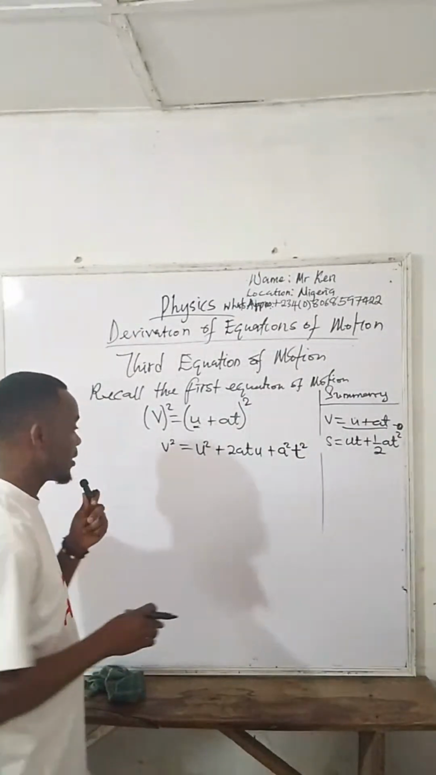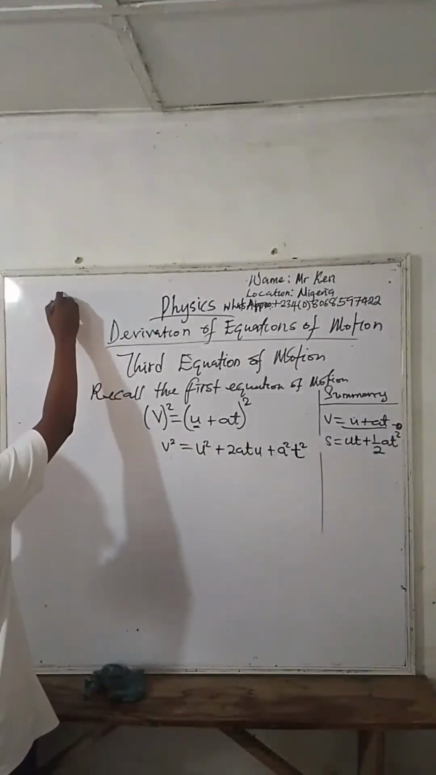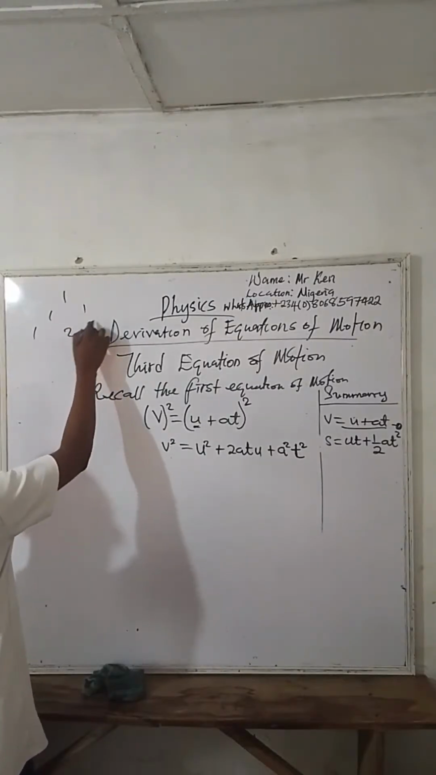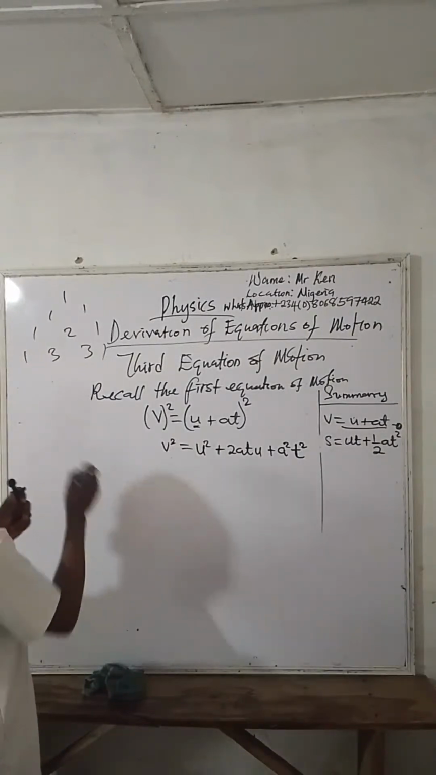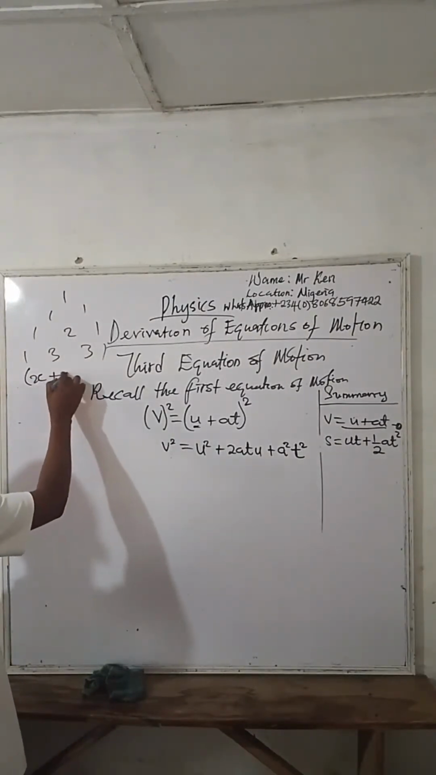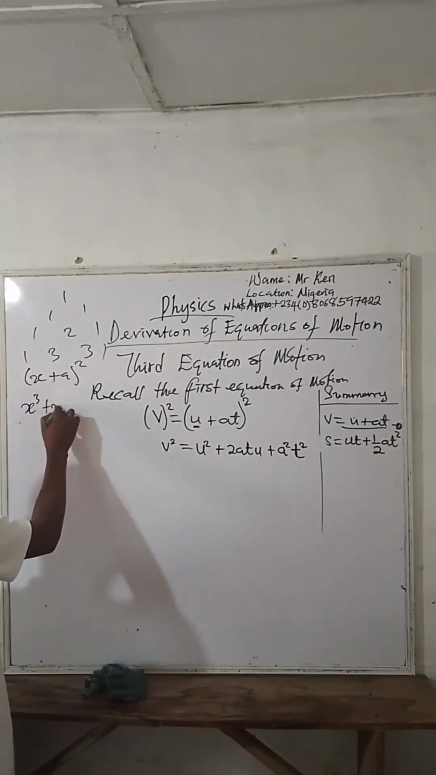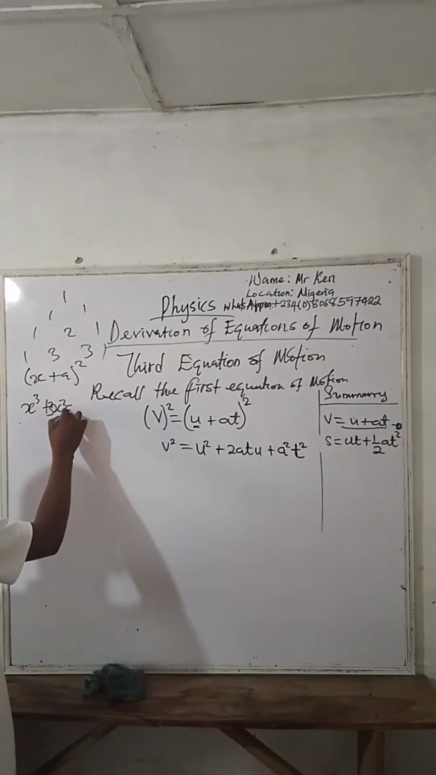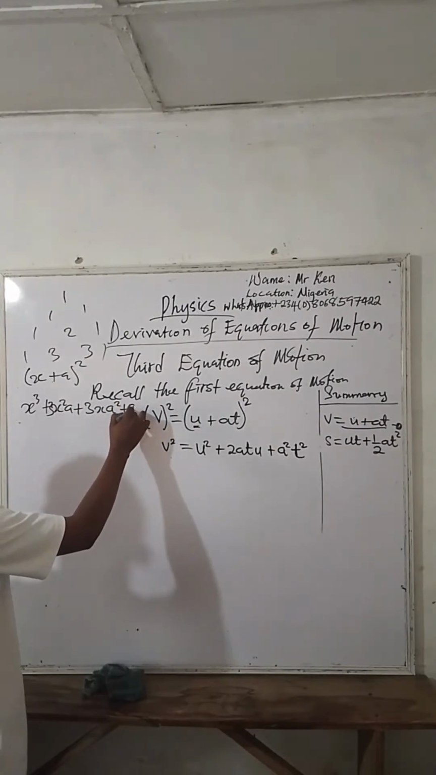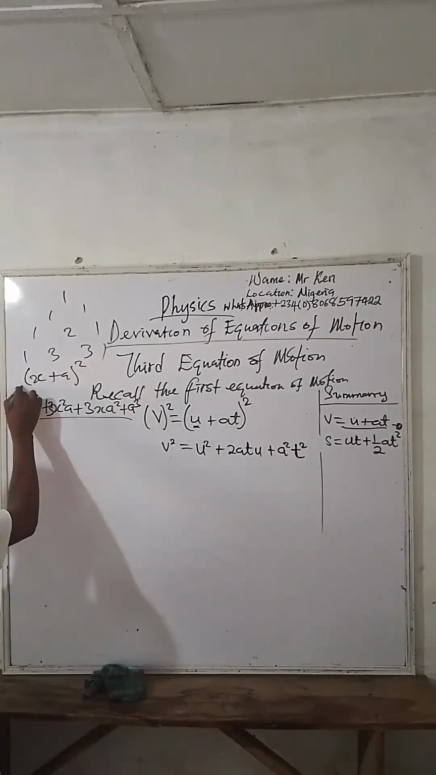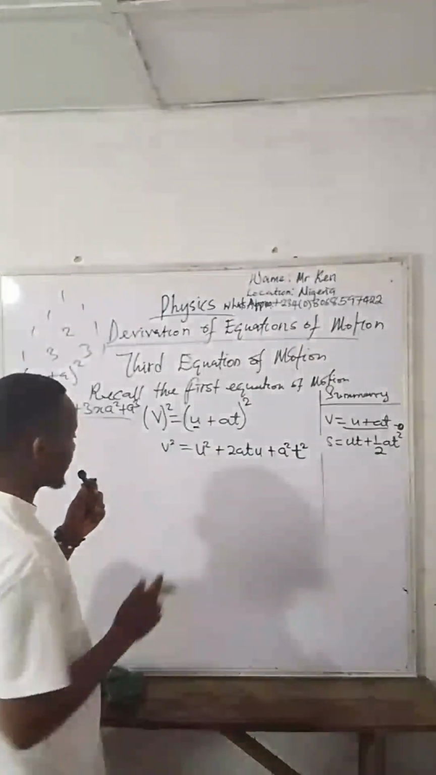Now, I use Pascal triangle to expand it. Pascal triangle: 1, 1, 1, 1, 2, 1, 1, 3, 3, 1. So if I'm to expand using S plus A cube, I'll be having S cube plus 3S square A plus 3SA square plus A cube. Okay, this is Pascal triangle for this.